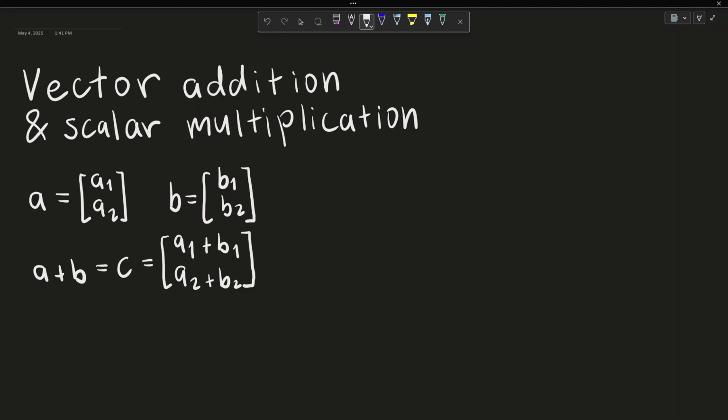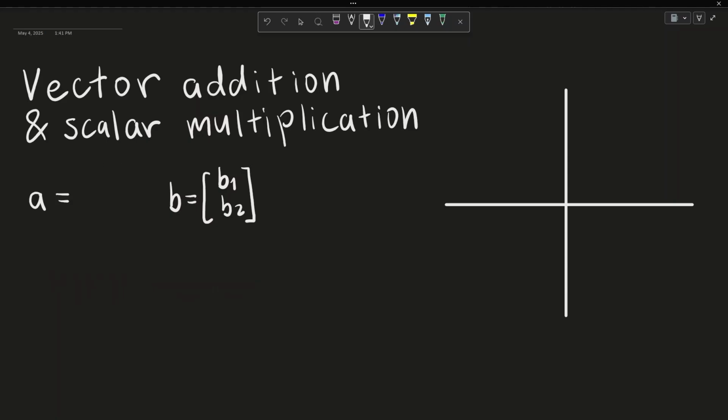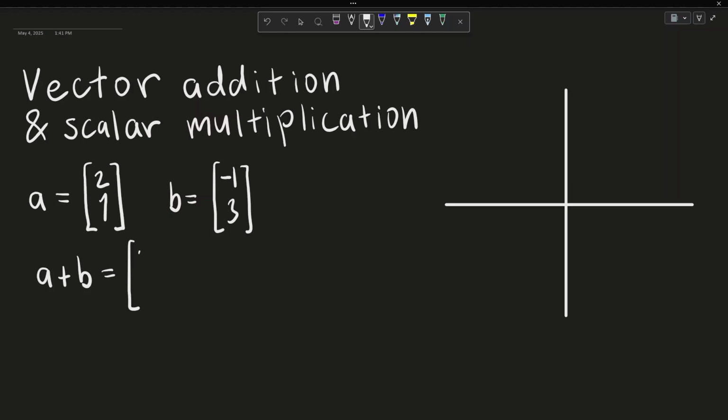And so what does this look like geometrically? If we were to draw a graph in 2 dimensions and create 2 arbitrary vectors, let's now assign real values to A and B. So let's say that vector A is equal to 2, 1, and then vector B is equal to -1, 3. So first, if you'd like, you can pause to attempt to figure out what vector C would be in this case. If we took A plus B, we would find that C is equal to 2 minus 1 and 1 plus 3, which is equal to 1, 4.